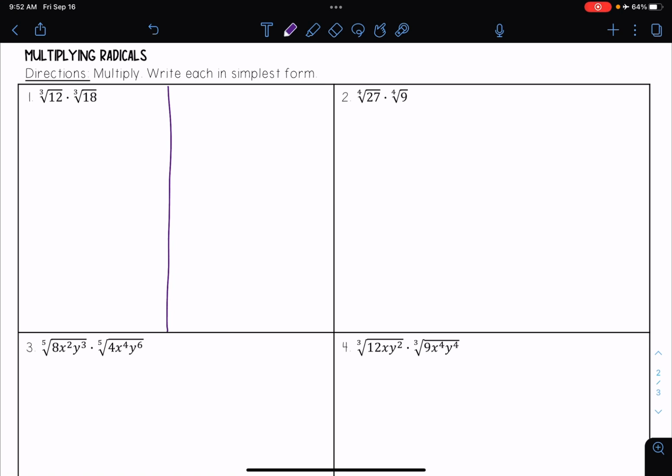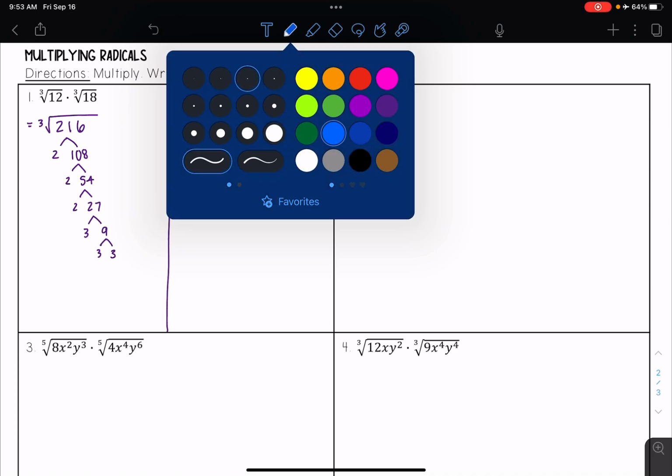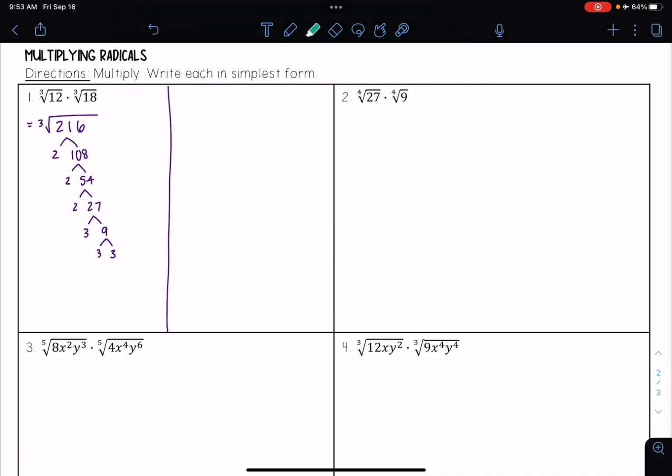So I can do 12 times 18, and when I do that, I get 216. So this becomes the cubed root of 216. And then I can do just like what we did in that first video. I'm going to break this apart. If I divide 216 by 2, I get 108. 2 times 54 is 108. 2 times 27. 3 times 9. And 3 times 3.